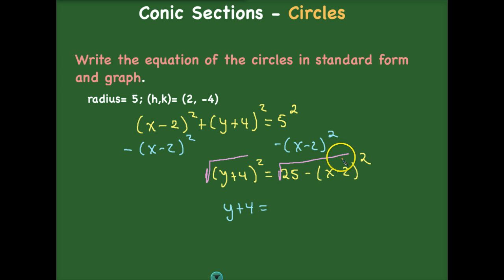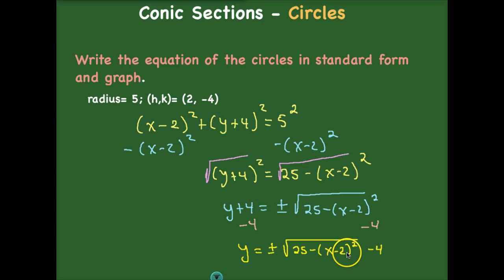Remember that when I take the square root of something, when I'm solving for a variable, I'm always going to get plus or minus the square root of 25 minus (x minus 2) squared. Now I cannot distribute the negative into the parentheses because right now the parentheses are being squared. So I would just need to leave this like this, or I could expand the (x minus 2) squared. But for now I'm just going to leave it this way. It's more simple. Finally, and for my last step, what I'm going to do is subtract 4 from both sides.